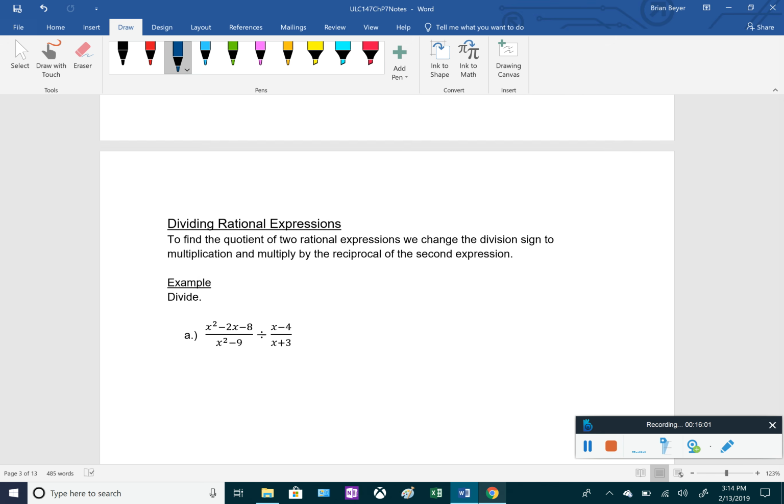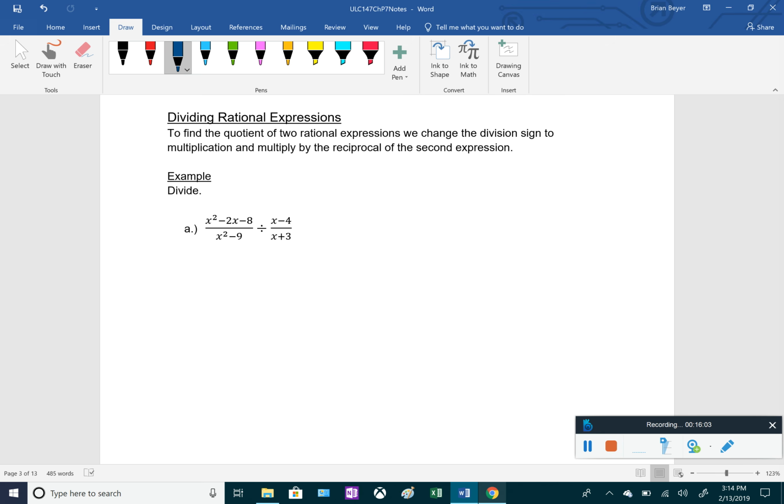Okay, so let's do the next thing now. So that was multiplying. For the next one is dividing. To find the quotient of two rational expressions, it's going to be the same thing like we did for fractions with numbers. We're going to use the idea of keep, change, flip. So we keep the first one the same, change the division to multiplication, reciprocate the second expression. So it's pretty much the same thing we were just doing, except with one extra step in the beginning.